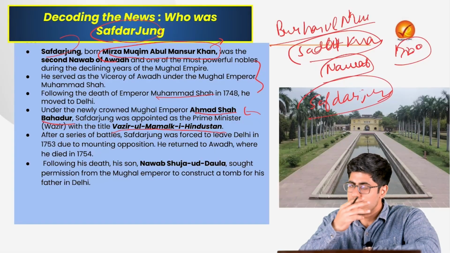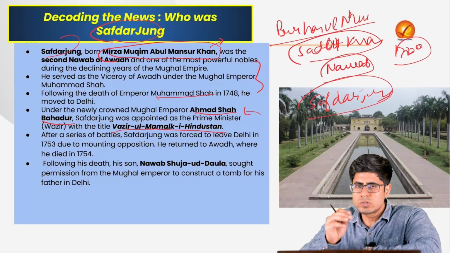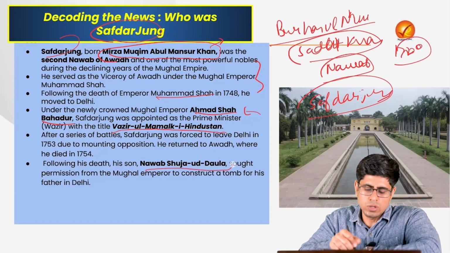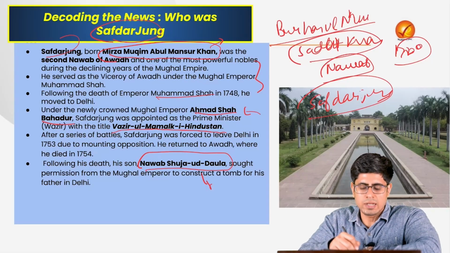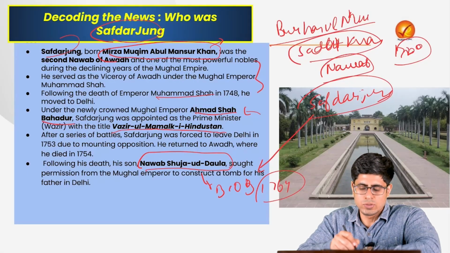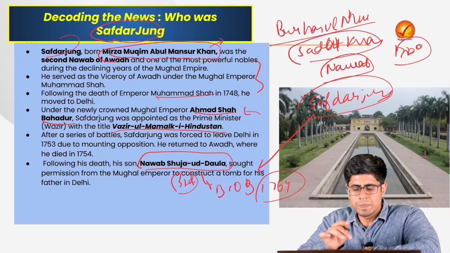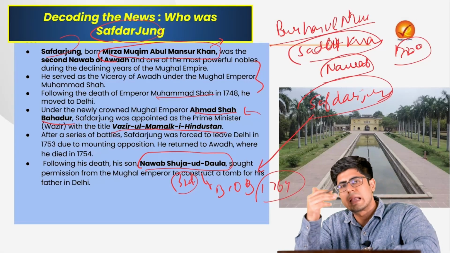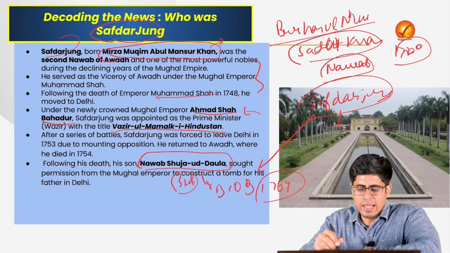That's what we remember. But when we talk about Awadh, you also remember one very famous name, Shuja-ud-Dowla. He is the same person who took part in the Battle of Buxar of 1764. This person, Safdarjung, was actually the father of Nawab Shuja-ud-Dowla, who became the third Nawab of Awadh. After this, Ahmad Shah Bahadur was deposed as the king. Safdarjung went back again to Awadh, and then he died there.